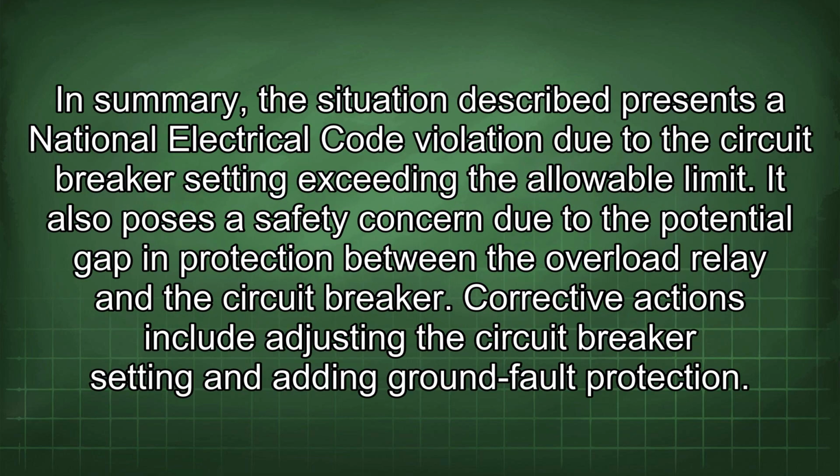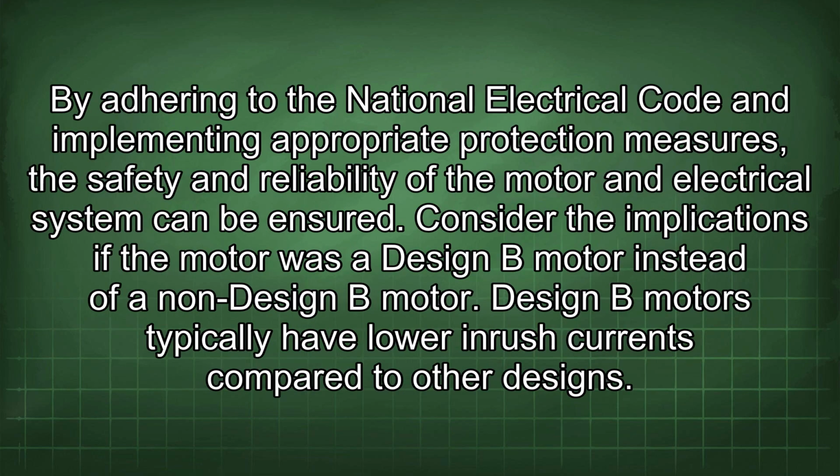In summary, the situation described presents a National Electrical Code violation due to the circuit breaker setting exceeding the allowable limit. It also poses a safety concern due to the potential gap in protection between the overload relay and the circuit breaker. Corrective actions include adjusting the circuit breaker setting and adding ground fault protection. By adhering to the National Electrical Code and implementing appropriate protection measures, the safety and reliability of the motor and electrical system can be ensured.